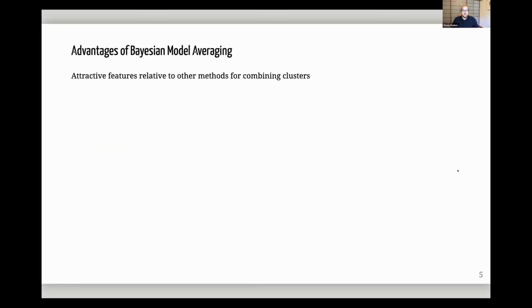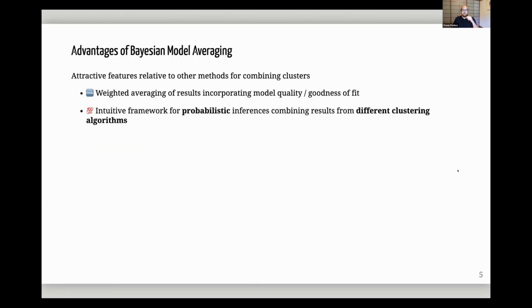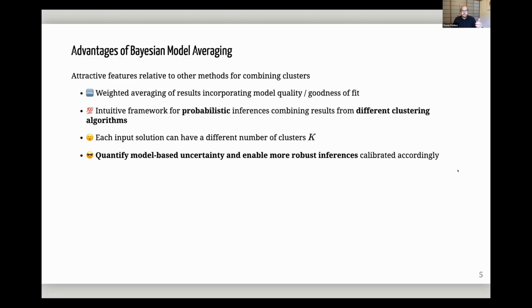Relative to other approaches, Bayesian model averaging has some really attractive features, including that you can weight the contribution of results from each model according to some measure of model quality or goodness of fit. It gives us an intuitive framework where we get a probabilistic combination of results that can incorporate outputs from different algorithms. Another cool feature is that each input solution can have a different number of clusters in it. Importantly, it provides us with a framework where we can quantify this model-based uncertainty, and then downstream cluster-based inferences can be calibrated for that uncertainty and be made more robust.